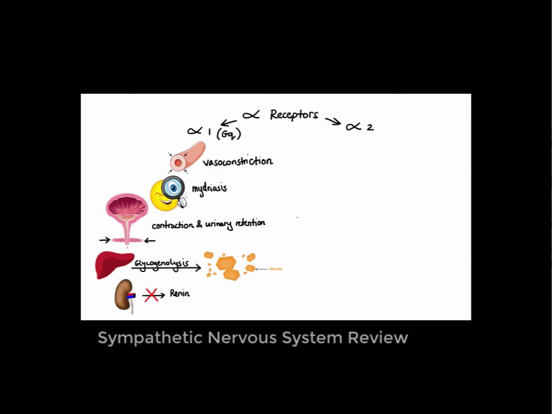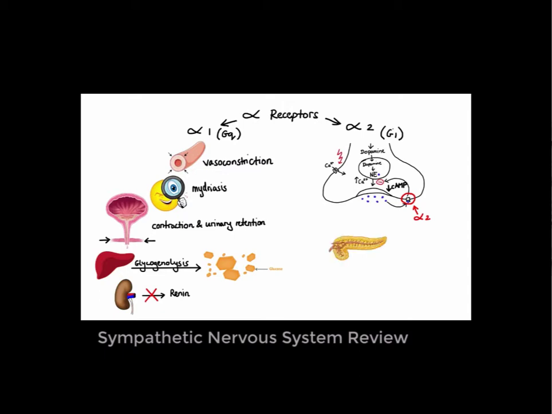Now, what about alpha 2 receptors? Additionally, alpha 2 receptors can be found on the pancreatic islets, and when activated, they lead to decrease in insulin secretion.